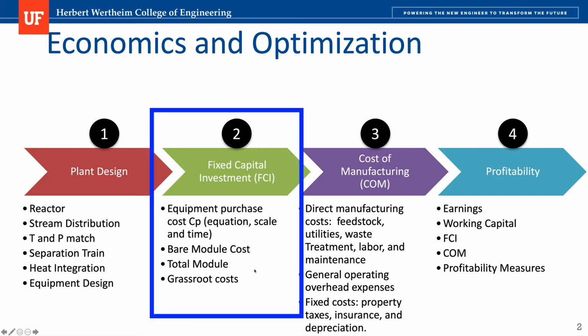So in this module, we're going to be focusing on fixed capital investment. Once you build the plant in your design, the next thing to do is to calculate the fixed capital investment, or the fixed cost, and those include the equipment purchase costs, to know how much the cost of the equipment will be. That depends on the scale, how big the equipment is, and the time frame. If we're purchasing the equipment today, we can have values that are related to the present time.